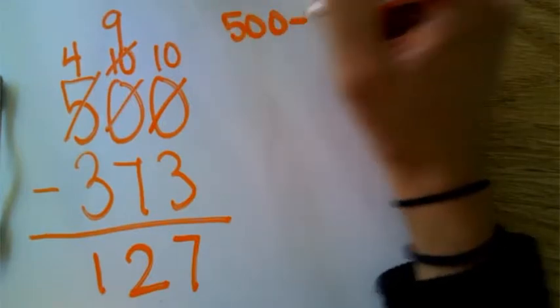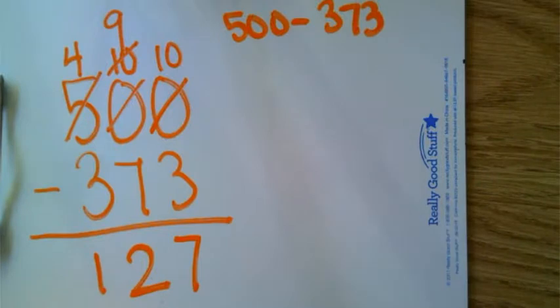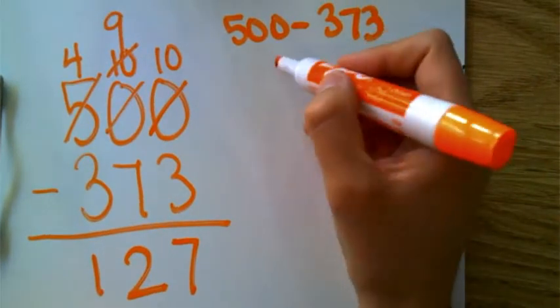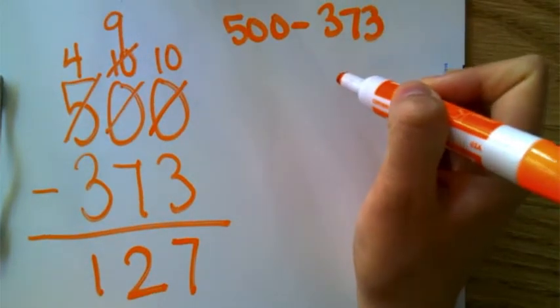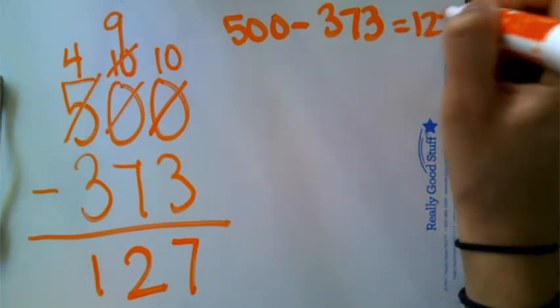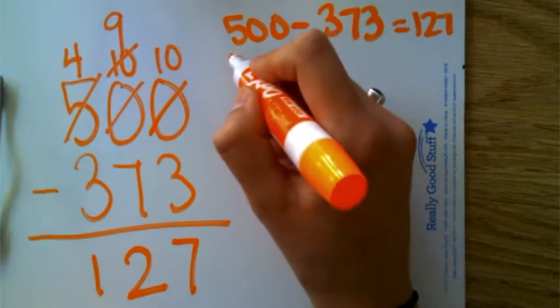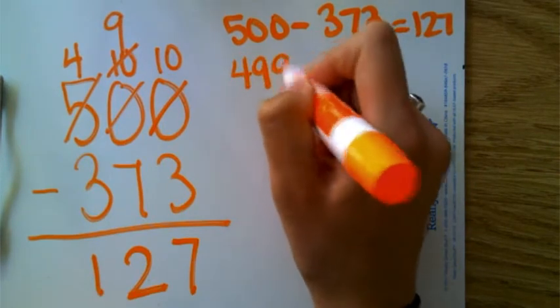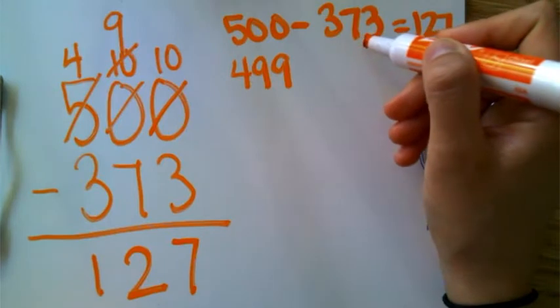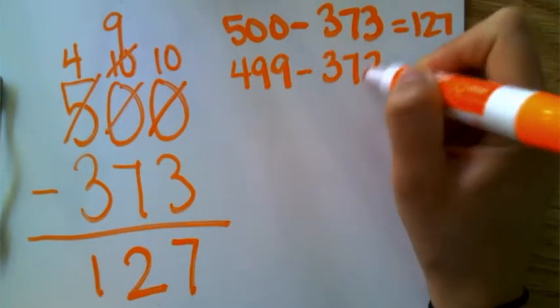So if we have our problem of 500 minus 373, I'm going to lower both of these by 1. There will be no difference in our answer. Our answer still will be 127. Now if we lower 500 by 1, we get 499. If we lower 373 by 1, we get 372.